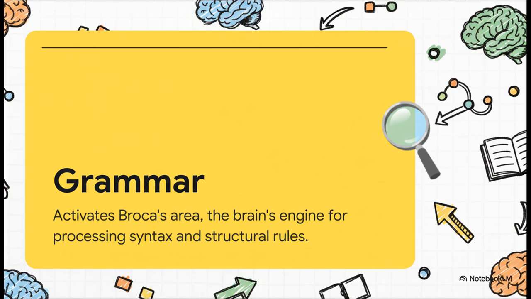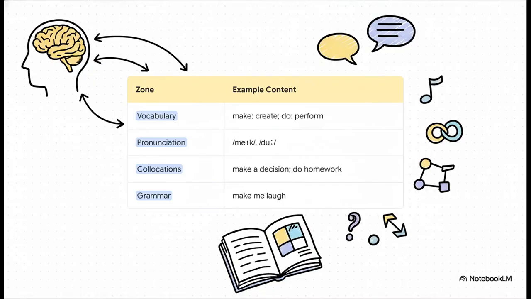And last but not least, grammar. This zone fires up Broca's area, which is like the brain's powerful engine for all things syntax and structure. This is where your students get to grips with the rules, where they learn to consciously build sentences and really internalize those patterns. So let's make this super concrete with a classic example, make versus do.